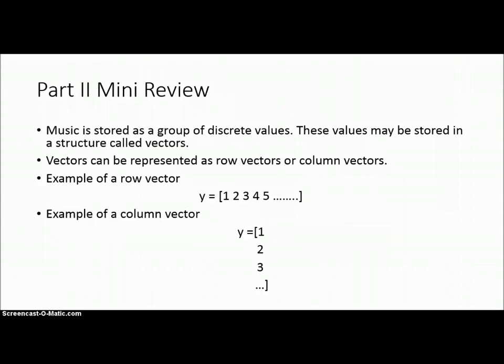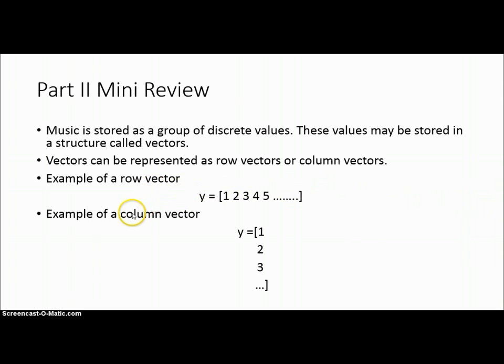And remember, in part 2 we said that music can be stored as a set of discrete values, and these values may be stored in a structure that we may call a vector. Now you have two different types of vector. You have row vectors and you have column vectors. To say that we are storing something as a row vector means that we have this variable here which we call y, and we're storing these values in row fashion. Those discrete values, for example in this case, are 1 2 3 4 5 and so on, all the way till the very end of the vector.